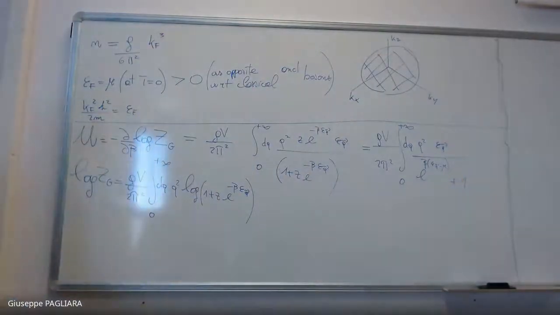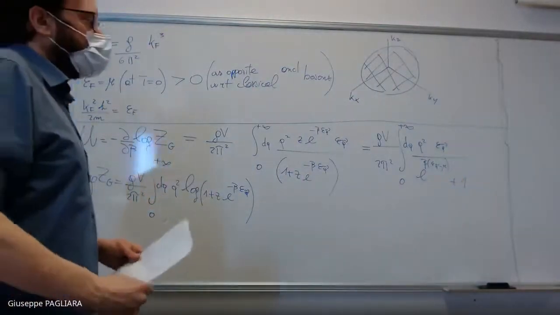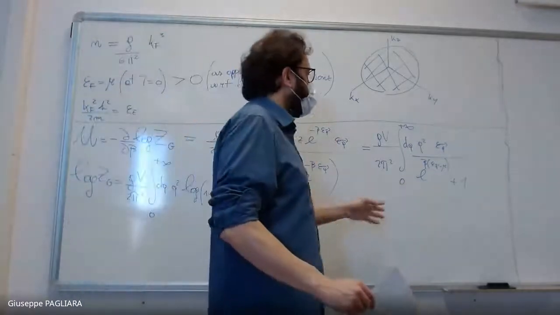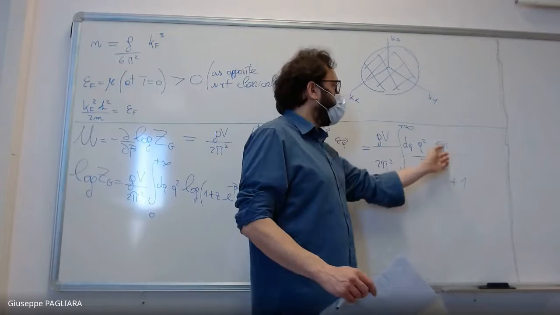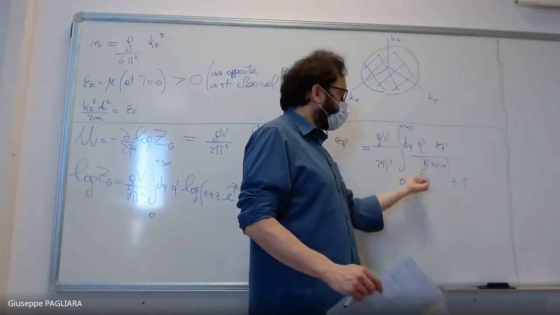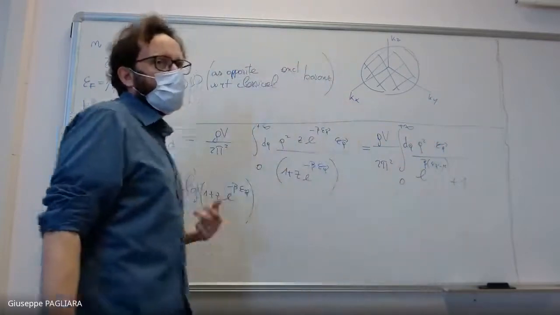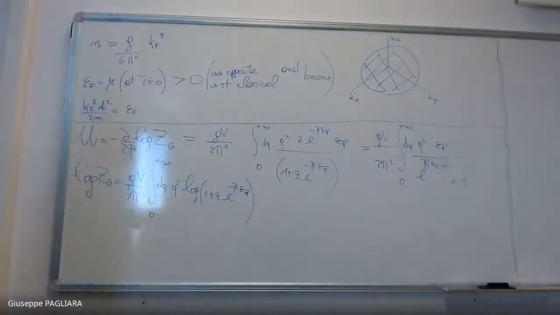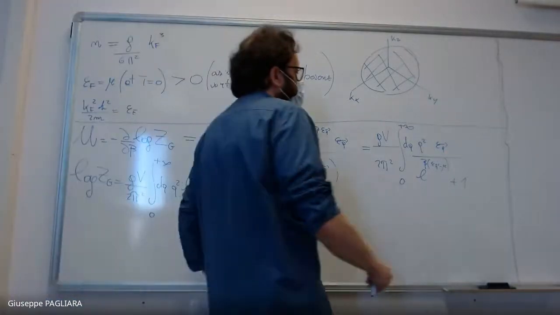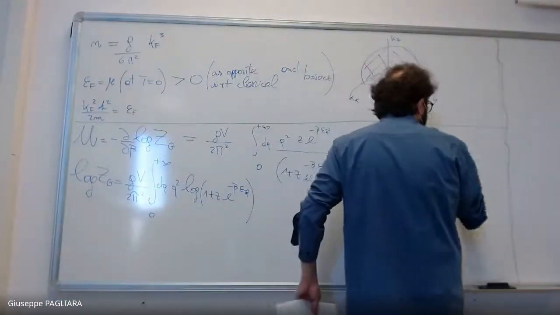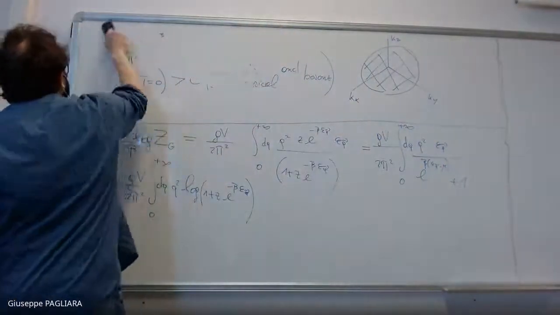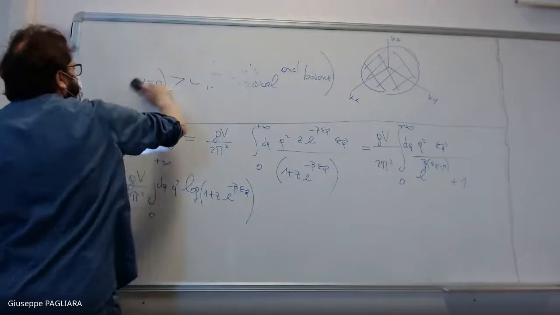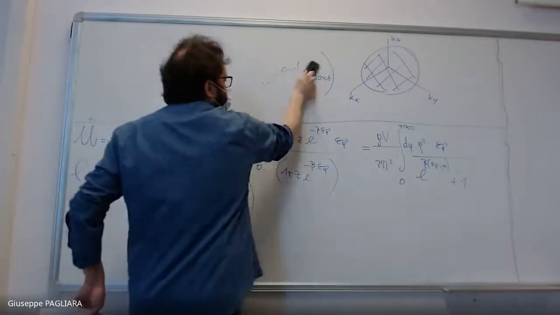Which has the simple interpretation that here I have the energy, and here I'm integrating this energy times the distribution. Okay, so it's the standard interpretation. And this is the probability of having a certain energy, and then I integrate the energy times the probability to get the total internal energy. Okay.